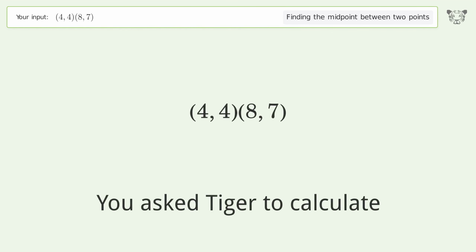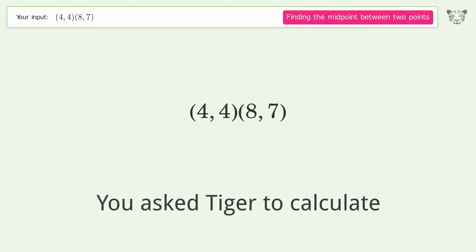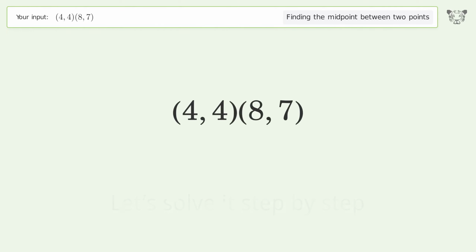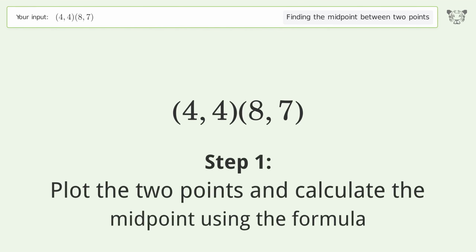You ask Tiger to calculate. This deals with finding the midpoint between 2 points. The midpoint between the 2 points is 6, 5.5. Let's solve it step by step. Plot the 2 points and calculate the midpoint using the formula.